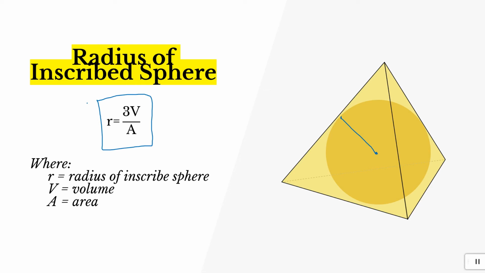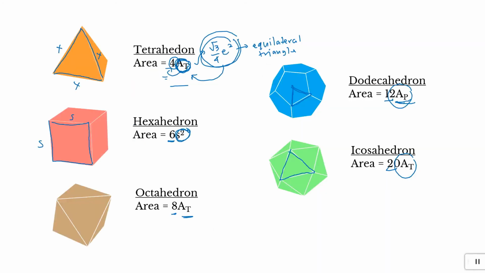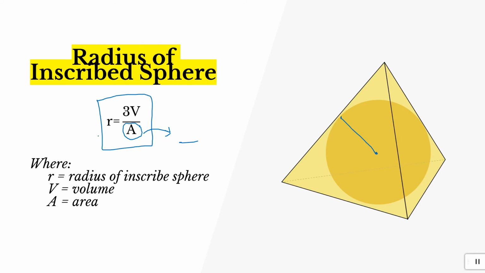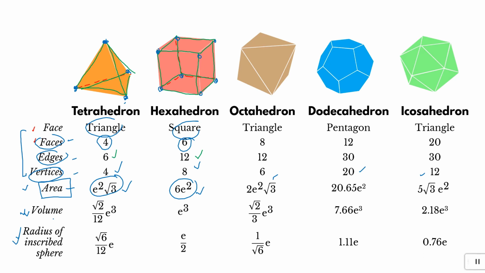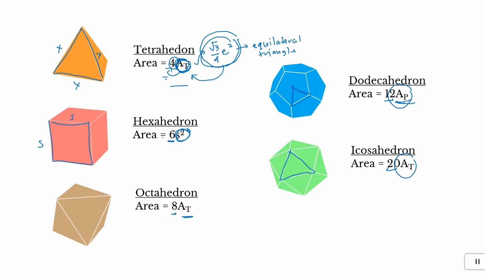Meaning, class, isn't there an area? The area, you can solve using our common sense. So for the radius of the inscribed sphere or the volume, if you memorize one, you no longer need to solve for it, and you don't need to memorize the other. So for the area, we solve it using basic common sense.